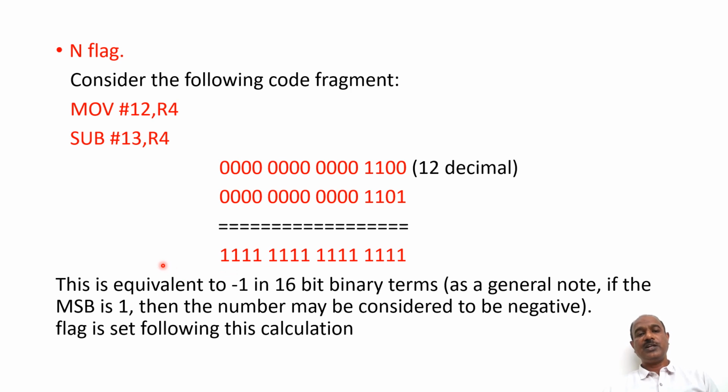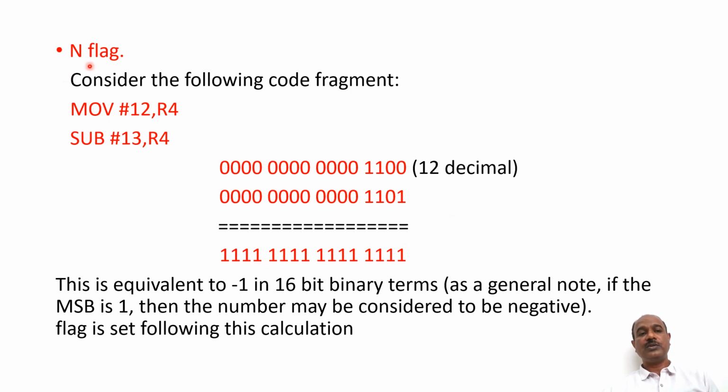If the n bit is 0, it indicates that the result is positive. If the n bit is 1, it indicates that the result is a negative number. Here, as you can see, all the bits are 1. That means 12 minus 13 should actually give -1. But the microcontroller cannot store a negative number as -1. It will store it in the 2's complement format. So this 1 1 1 1 1 indicates that it is -1. If you convert this number from 2's complement, you will get -1.